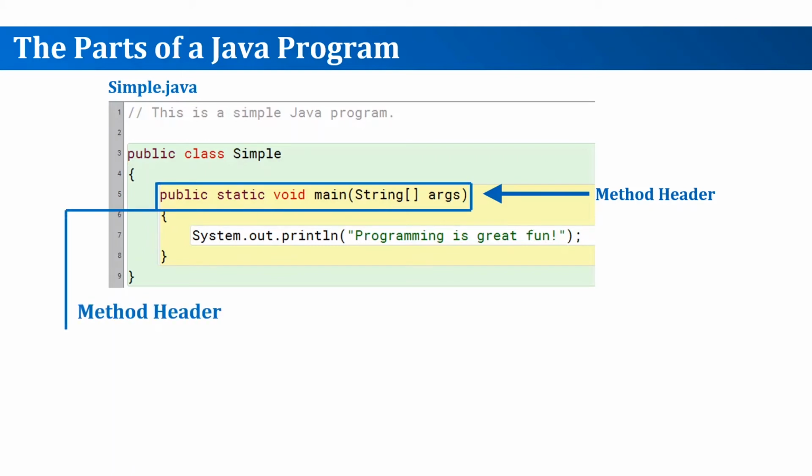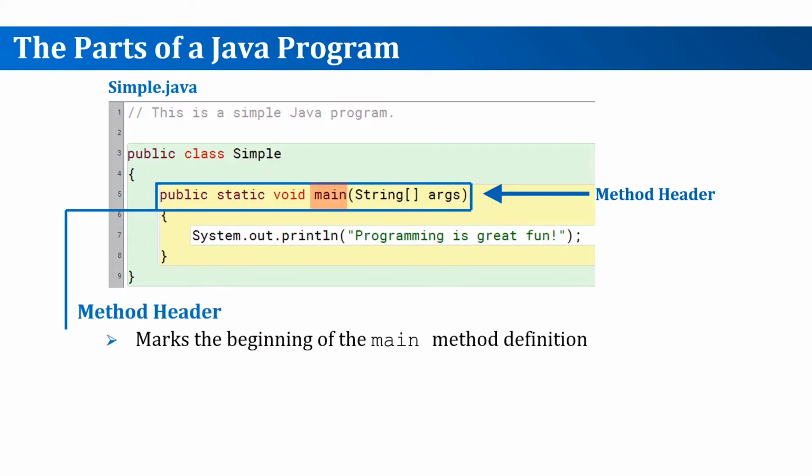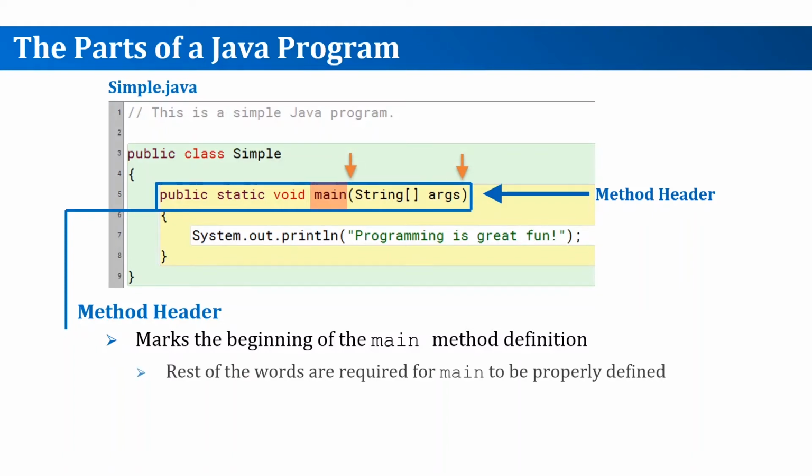Line 5 is the method header. It marks the beginning of a method called main. We know that the method name is main because in Java, the method's name is followed by a pair of parentheses. The rest of the words on this line are needed to make the main method work. Don't worry about the meaning of these words for now. As we progress through the course, we will start to unfold the meaning of each word. In fact, what is inside the parentheses of the main method will be explained in the last chapter of this course. Until then, I will ask you to trust me and just memorize this line and type it as is.